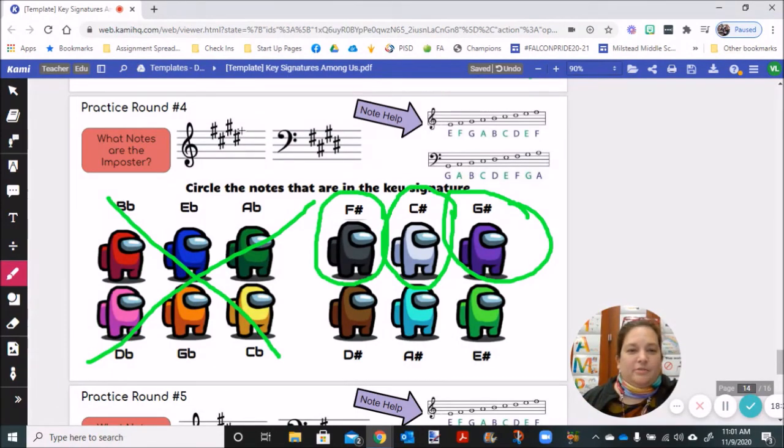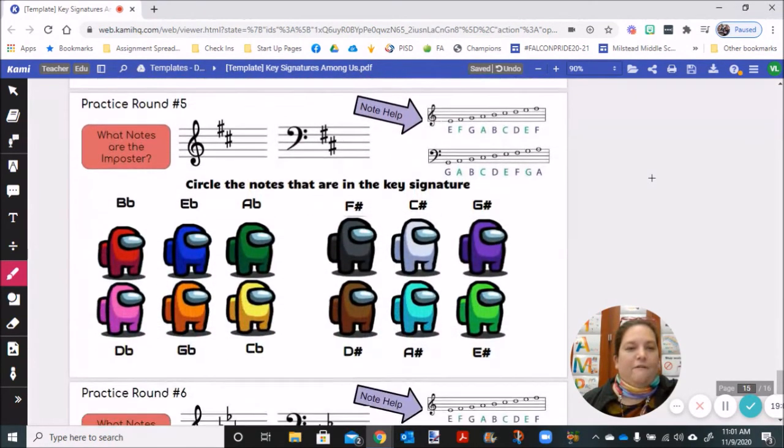And the last one, that one in treble clef, that one in bass clef. It's going to be 4th line in treble clef, 3rd line in bass clef. What letter name lives there? D. D sharp is our 4th imposter. 4 sharp symbols in the key signature, 4 imposters. F sharp, C sharp, G sharp, and D sharp. Moving on to practice round 5.